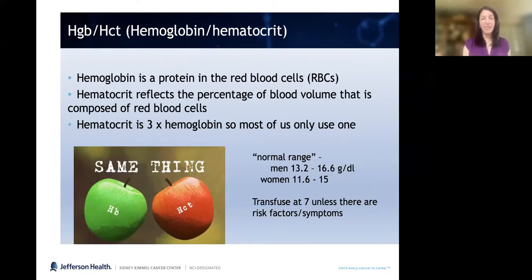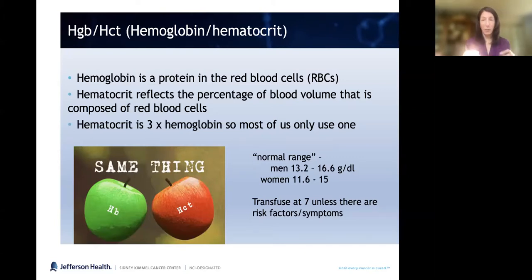And so I really like this picture because, you know, everyone's always saying the thing about apples and oranges, but actually hemoglobin and hematocrit, although they are physically different things, hemoglobin is a protein in the red blood cell, and hematocrit reflects the percentage of the blood volume that is composed of red cells. They provide you with the same information. Hematocrit is approximately 3 times the hemoglobin. Most of us only use one of them.